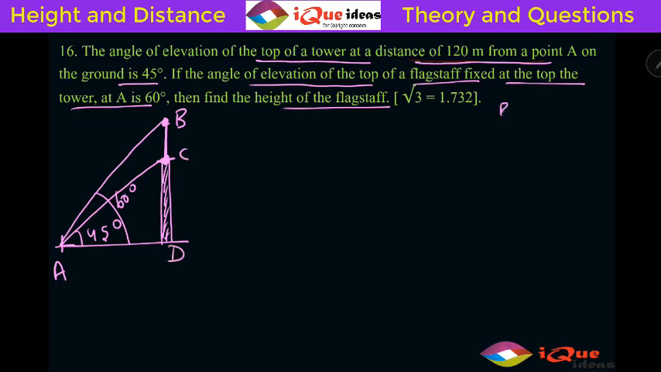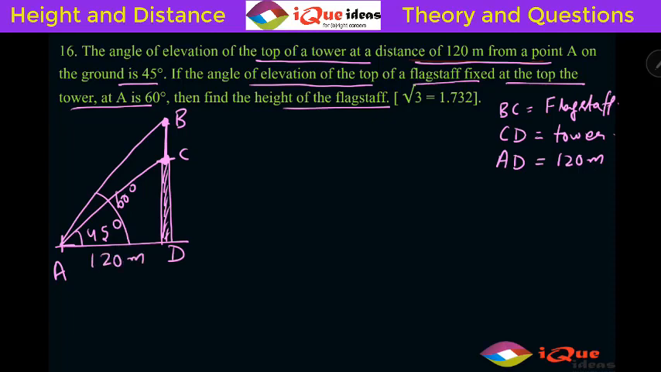Please understand that BC is the flagstaff, and CD is the tower, and the distance AD is given as 120 meters. So this distance is 120 meters. Now let's take the triangles one by one. What is the question asking? Find the height of the flagstaff.